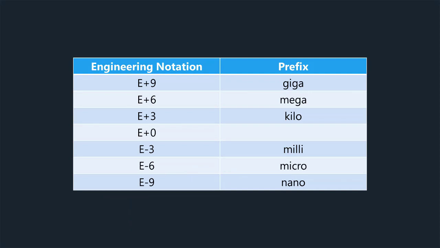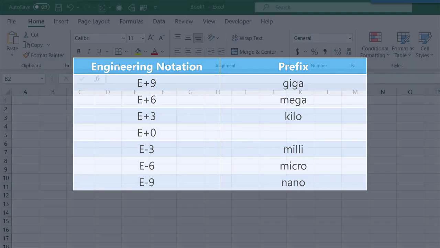Now, scientific notation also provides a way of displaying very small and very large numbers, but it's not as convenient because the exponent can be any integer. By default, Excel can display values using scientific notation, but it does not have an engineering notation format built in. However, we can use a custom number format to display numbers this way.